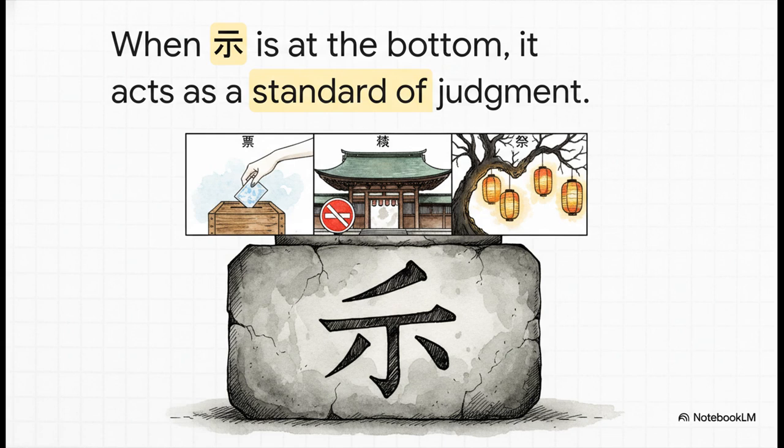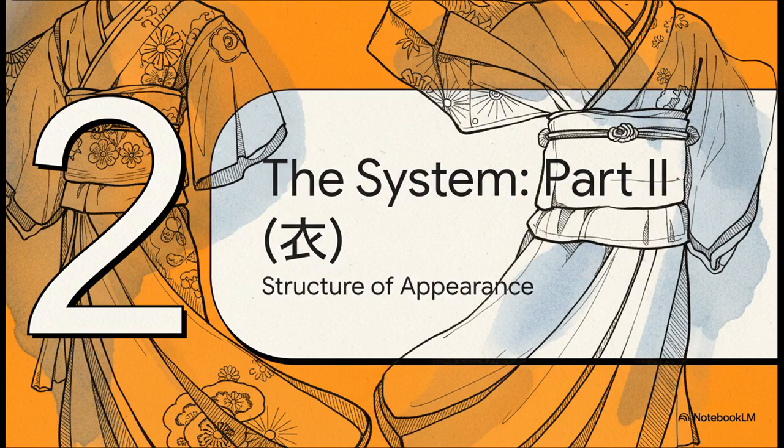Okay, but what happens when it moves to the bottom of the character? Well, it becomes the foundation. It's the standard upon which a judgment is made. Think about it. Hyo, a vote. What is a vote? It's the standard for making a choice. Or kin, a prohibition. That's a foundational rule. And sai, a festival. That's a ritual built on a shared standard of meaning. When it is on the bottom, it's the rule itself. Remember that. All right, part 2 of the strategy.